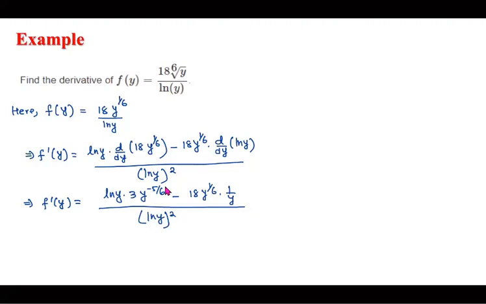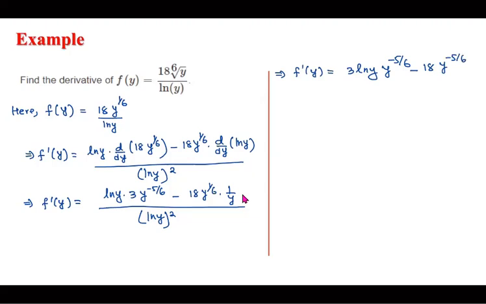So let's simplify here at the side. This implies the derivative f prime y is equal to, you can see that we have 3 times natural log y times y to the negative 5/6 minus 18. So here we have y to the 1/6 over 1 over y. If we want to simplify this using the laws of exponent, we reduce the power by 1. So 1/6 minus 1 is negative 5/6. Y raised to negative 5/6 over, in the denominator we have natural log y squared.